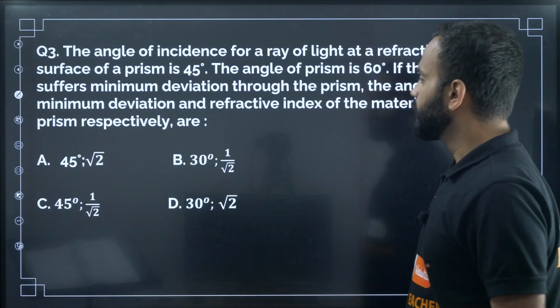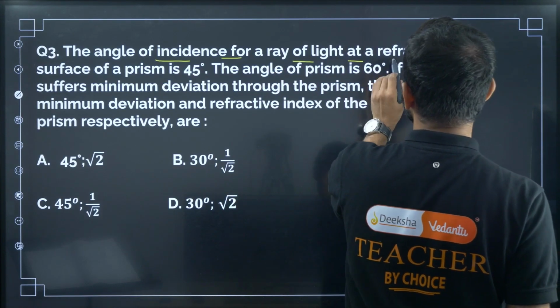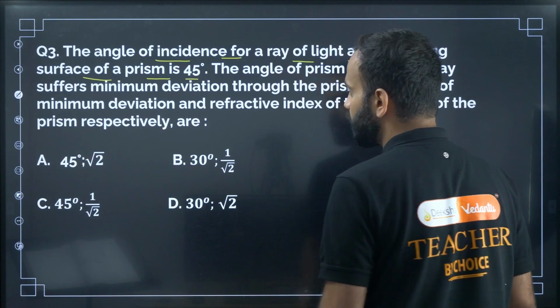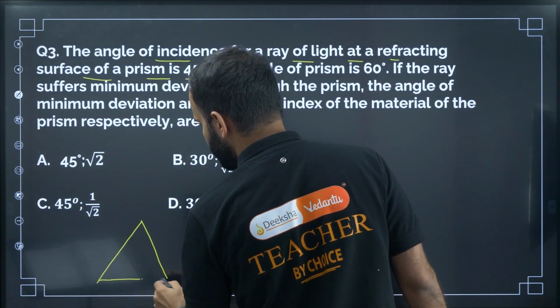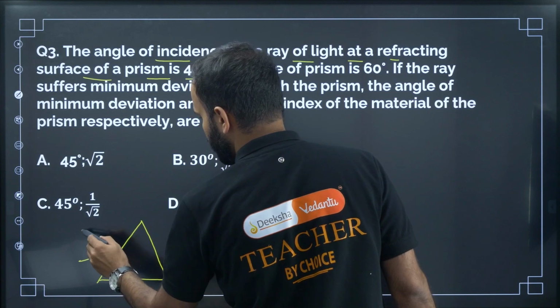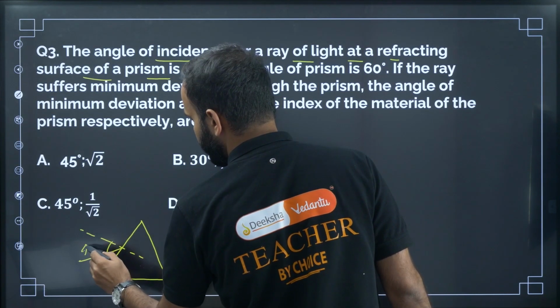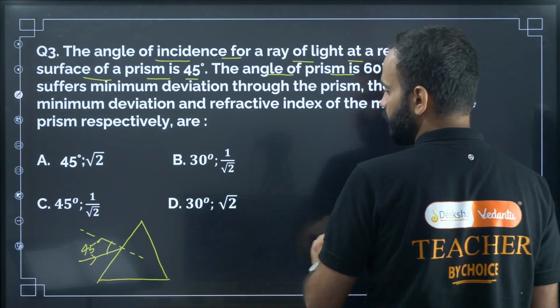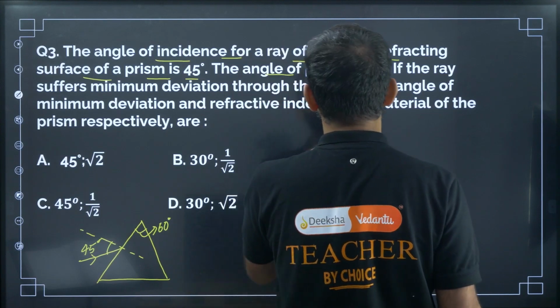Question number 3. The angle of incidence for a ray of light at a refracting surface of a prism is 45 degree. This is the prism, this is the normal, this is the incident ray. Angle of incidence is 45 degree. The angle of prism is 60 degree.